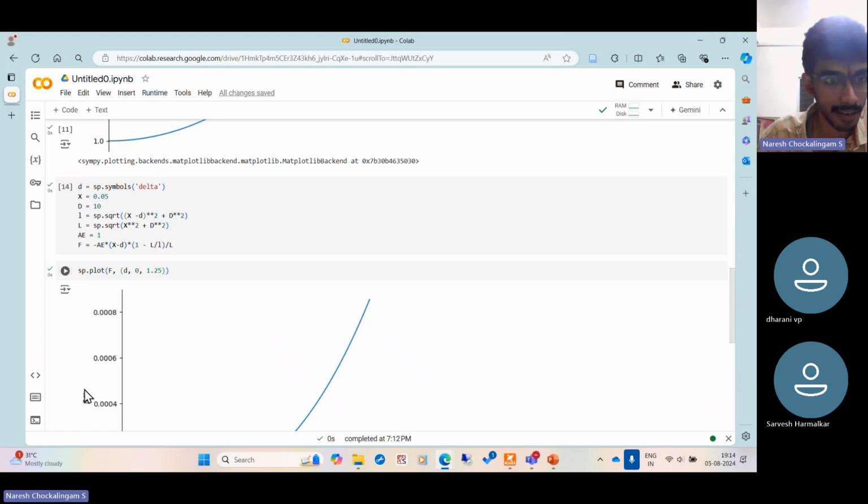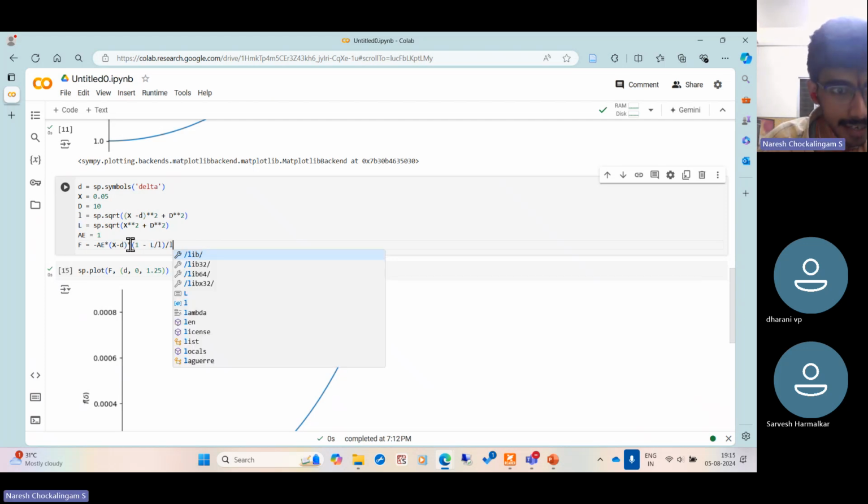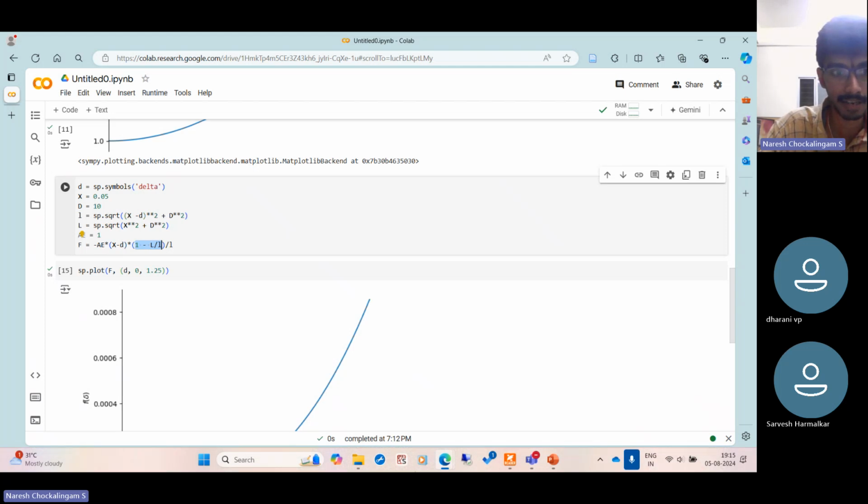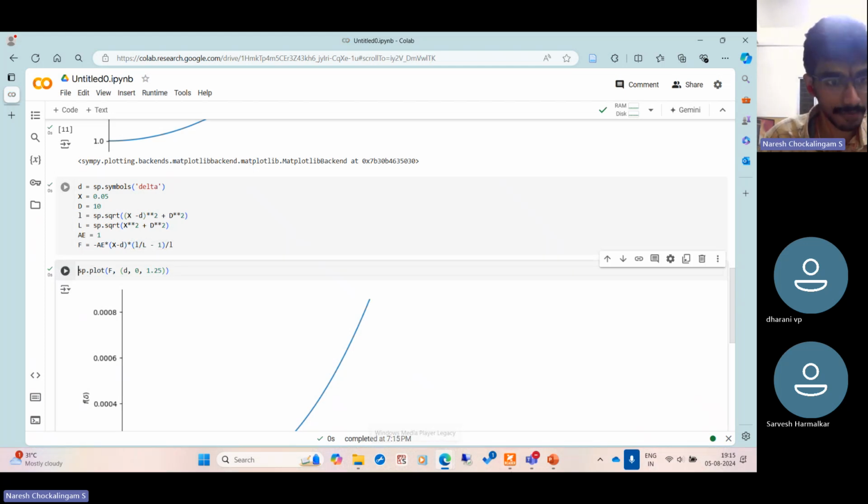So we have L, we have capital L, we have F is, and in place of delta, I'm putting minus delta just to look at the compressive forces. AE is 1. So F is minus AE, x plus delta by L. So here you have a small l. And here we have L by capital L minus 1. Right? So here we have L by capital L minus 1. Let us evaluate this. Well, let's plot this.